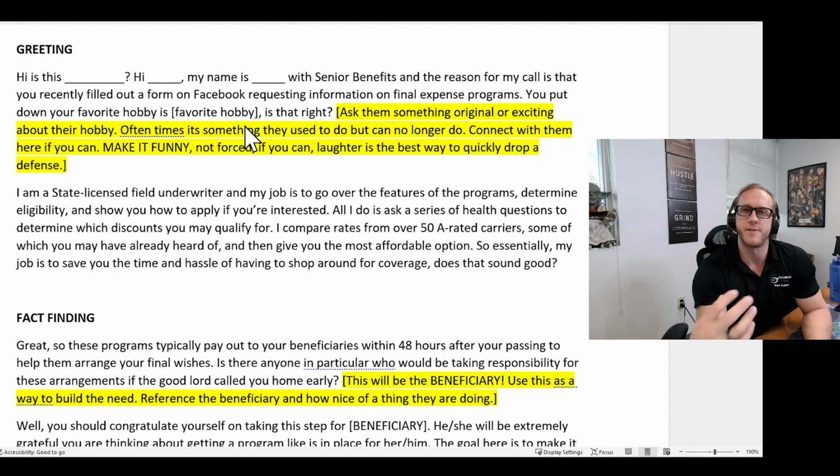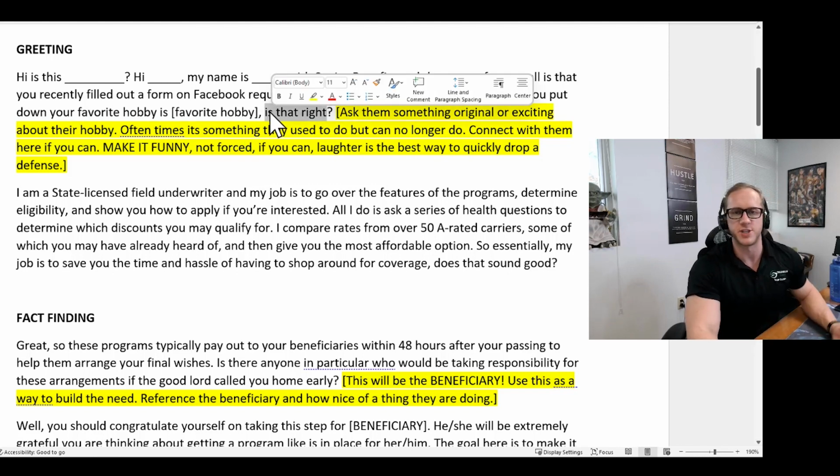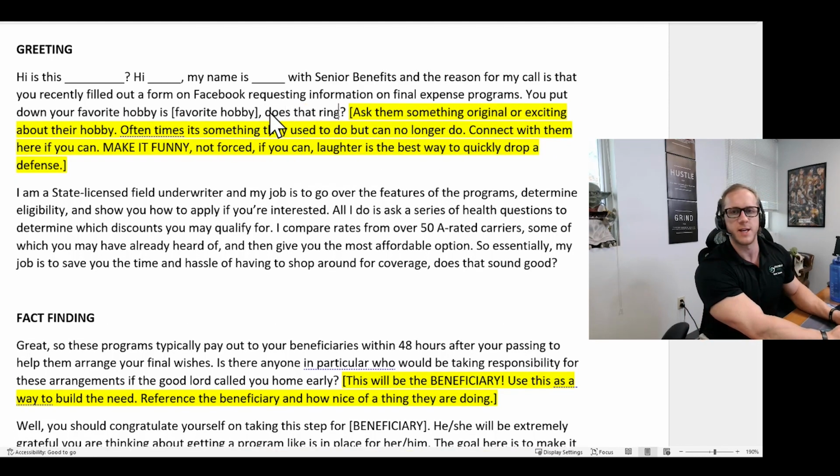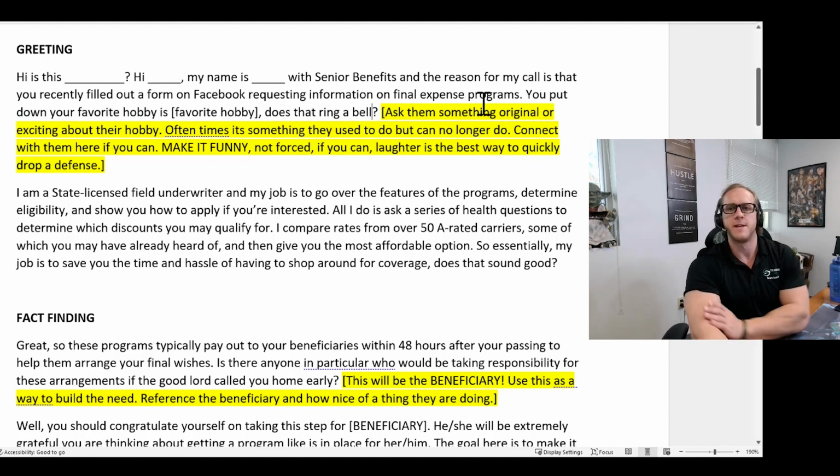So when someone thinks about their favorite hobby, they get excited and happy about it. So when the lead form asks for their favorite hobby, they're going to get excited while they fill out the form. That means there's going to be an emotional attachment to filling out that form, which means there's a better chance they're going to remember doing it, and it will ring a bell. So you can say, is that right? What I found the best thing actually is to say, does that ring a bell? Okay, does that ring a bell?